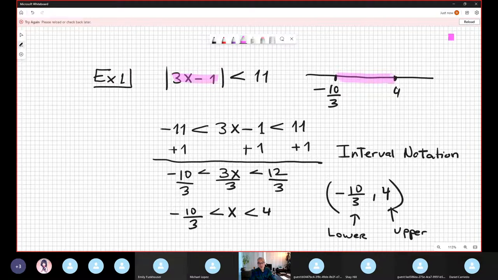Do we include the endpoint? No. The reason is that this problem has no equal sign. When the problem has an equal sign, the situation changes, not completely, but we include the endpoint. The way to indicate including the endpoint is to put a bracket. You put a bracket, and it is the same idea with negative 10 over 3, but symbolically the bracket indicates including the endpoint. Is this idea clear or not?